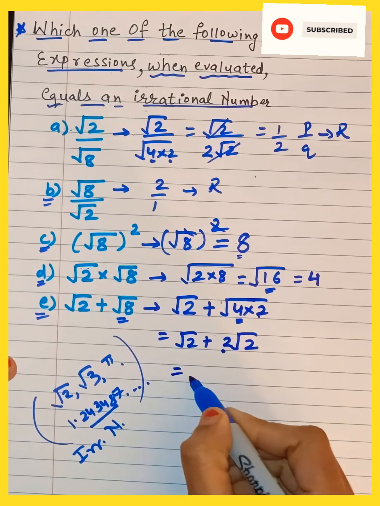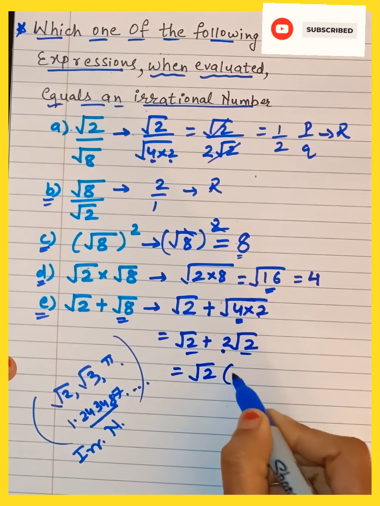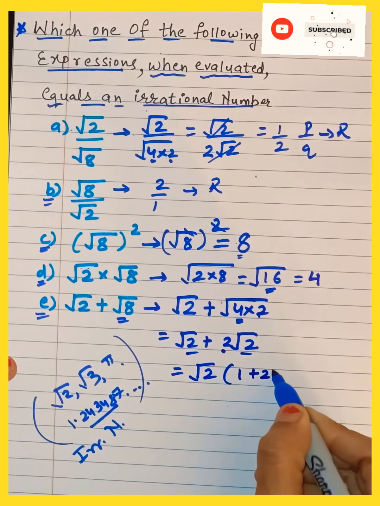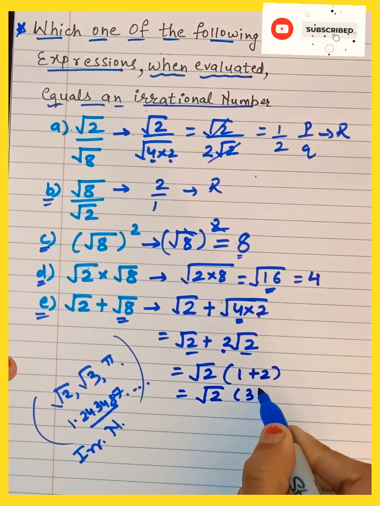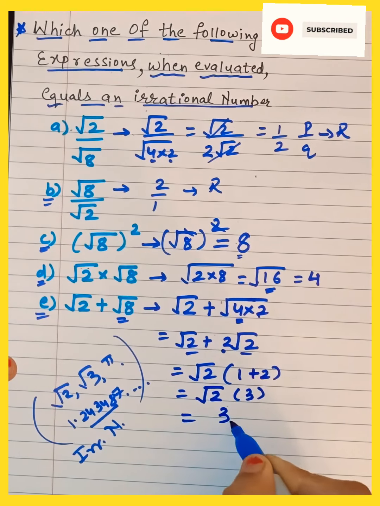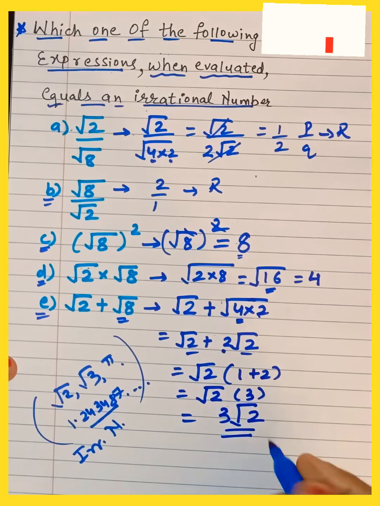Now you can take out root 2 common from both. So we are left with 1 plus 2. Now 1 plus 2 means 3. Root 2 stays, and here we are getting 3. So the final answer is 3 root 2, which is not a rational number.